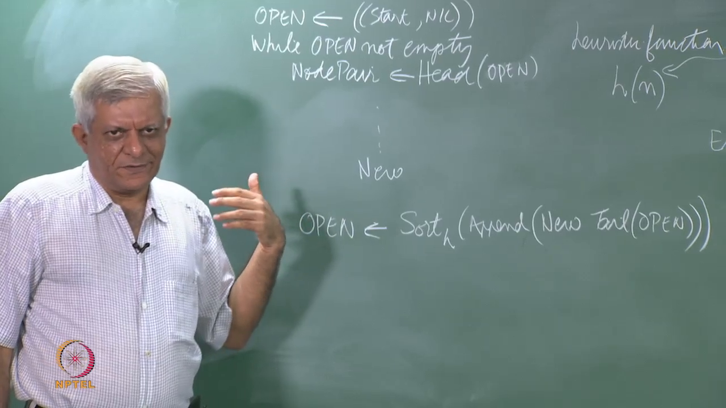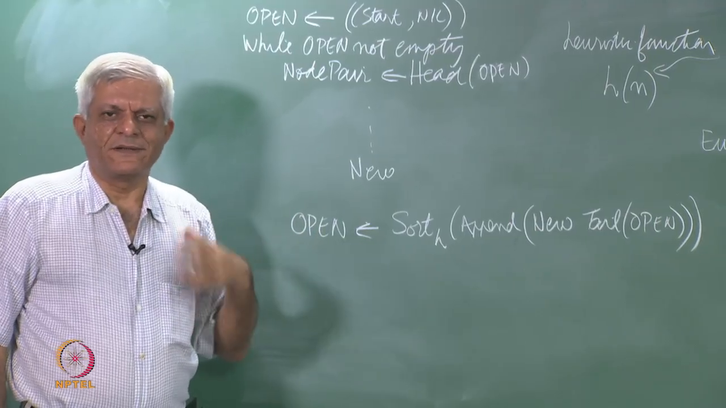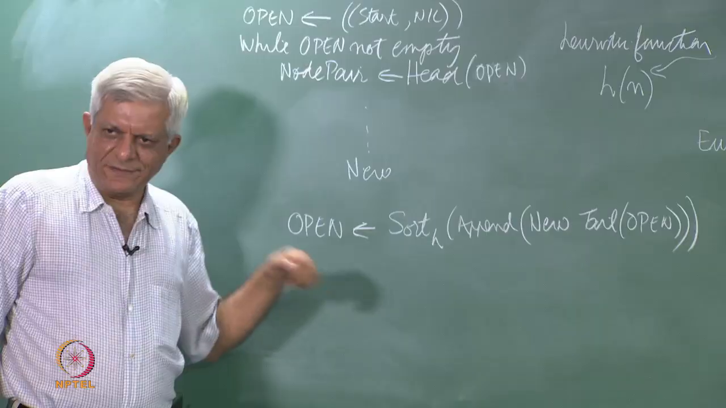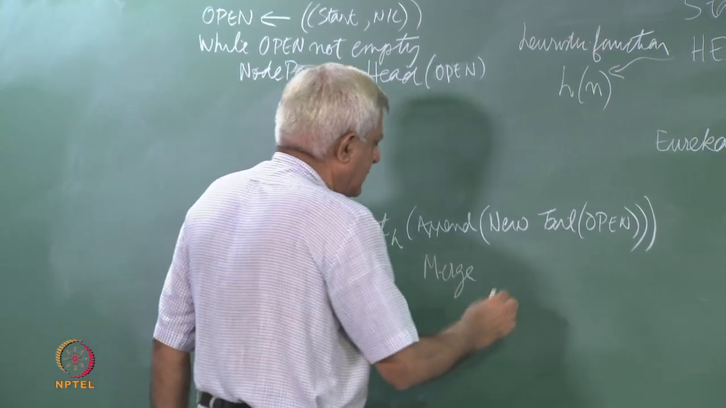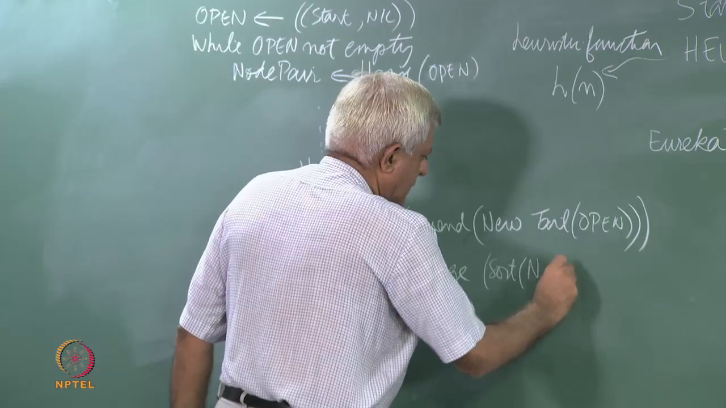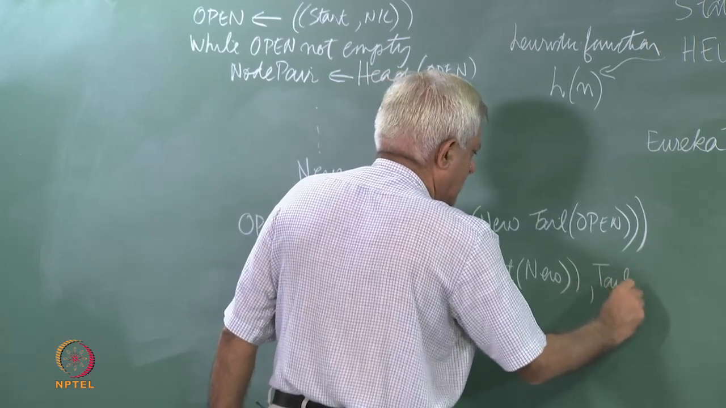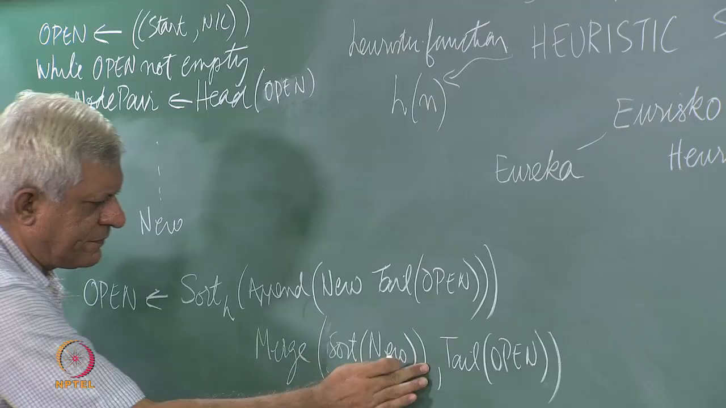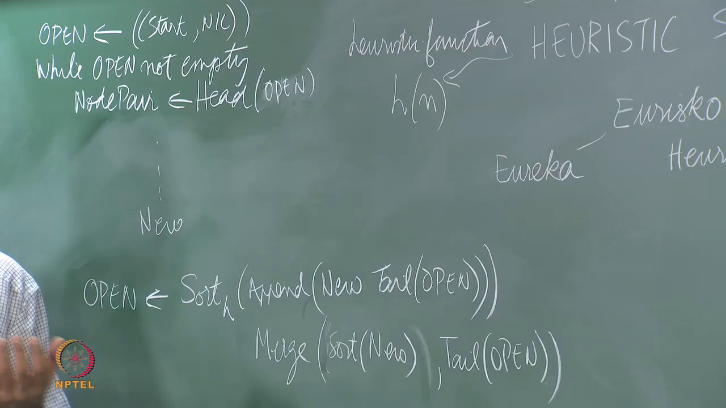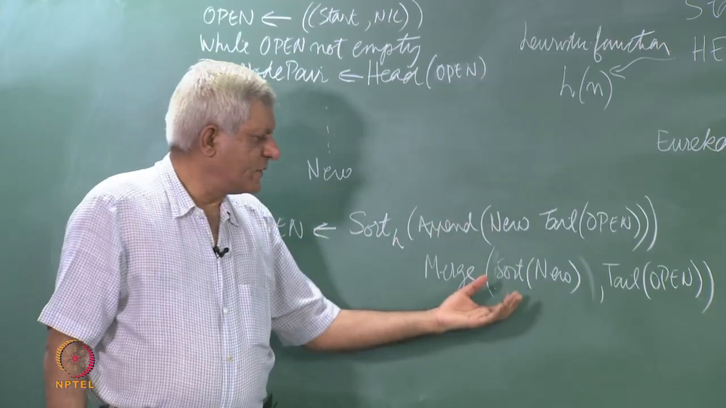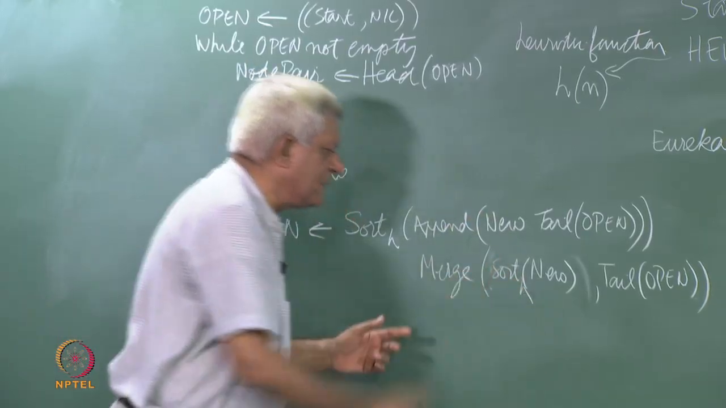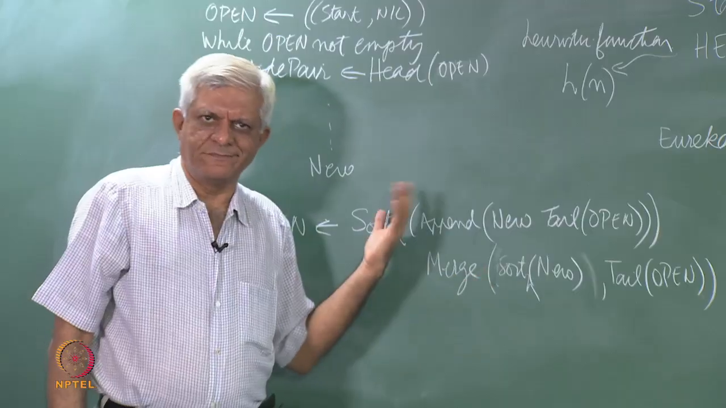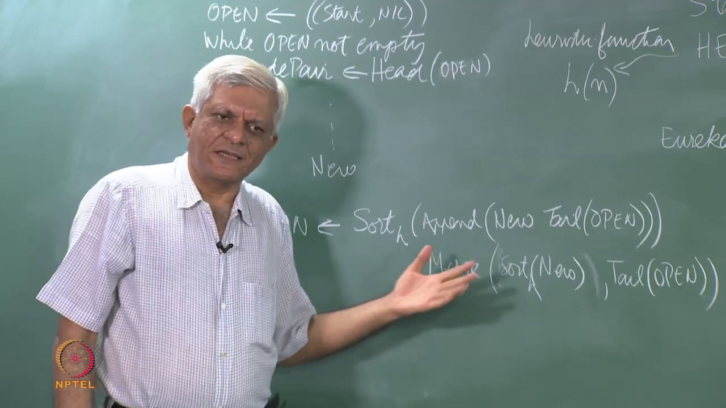Now, obviously, the data structures person inside you must be rebelling against sorting this list again and again, because sorting is expensive. So you could do other things. You could, for example, sort new and merge it with tail open. Yeah, that is the first thing one thinks of. Because the number of new elements is going to be small and the rest of the tail is anyway sorted, just sort the new elements again on h and then merge it with the tail of open, which is a little bit better in terms of computational power, but obviously that is not the last word on this.